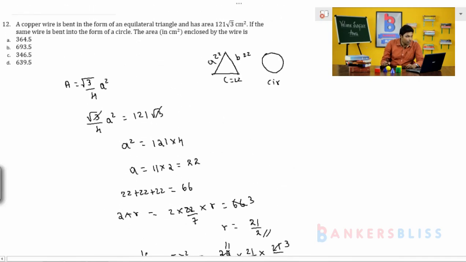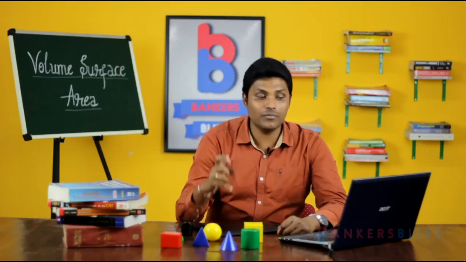The answer is 346.5. Option C is your right answer. Only the thing is, you have to remember, based on the perimeter we can calculate the circumference of the circle. See here, the perimeter is nothing but the circumference of the circle. So based on the circumference of the circle we can calculate the radius. With the help of the radius we can calculate the area of the circle. Here they have given the area of the equilateral triangle, so based on that we can easily calculate the area of the circle, that is 346.5 square centimeters. Okay, let's move on to the next problem, problem number 13.